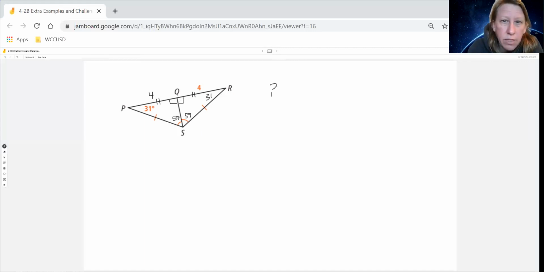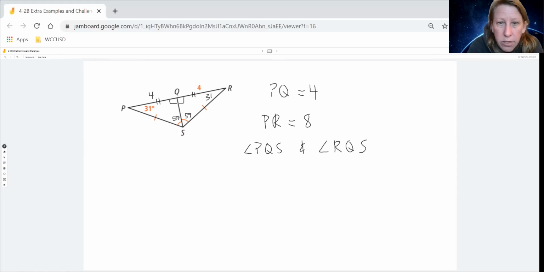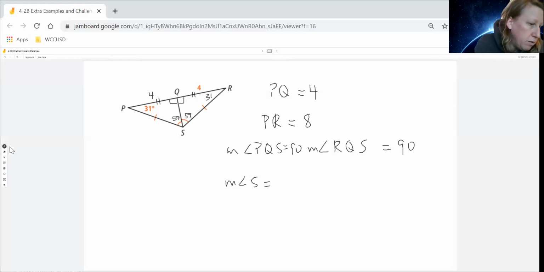So if we wanted to list out some things that we found, we could find PQ is 4. We could find PR is 8. We could find angle PQS and angle RQS. The measure of them is both 90. That's not very well written. We could find the measures are 90. We could find the measure of angle S is 59 plus 59, which is 118.